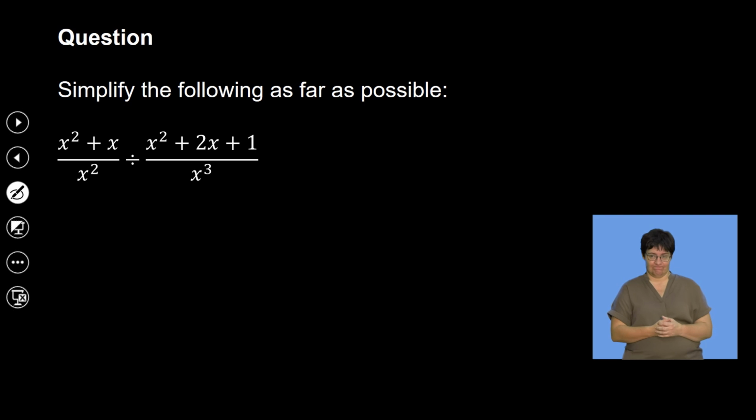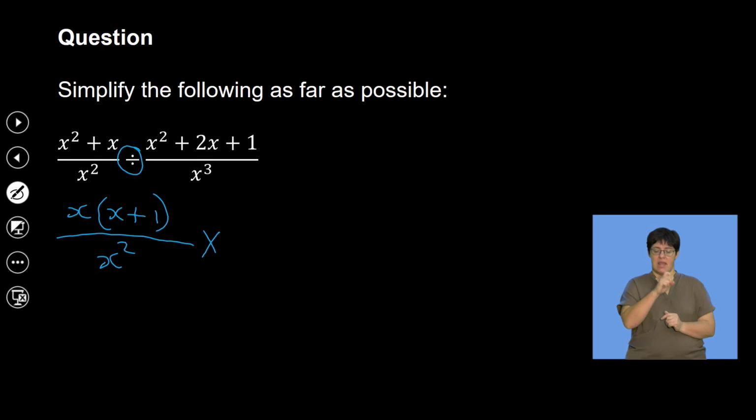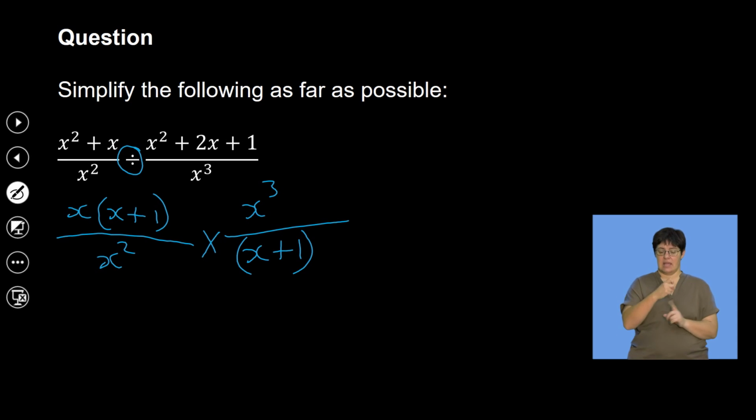Now, let's look at when we are dividing. When we are dividing, remember I said tip and times. So this will be x into x plus 1. Already I'm factorizing. This is x squared. Then it will be multiplied by x cubed over, and here I can factorize this as well, x plus 1 into x plus 1.